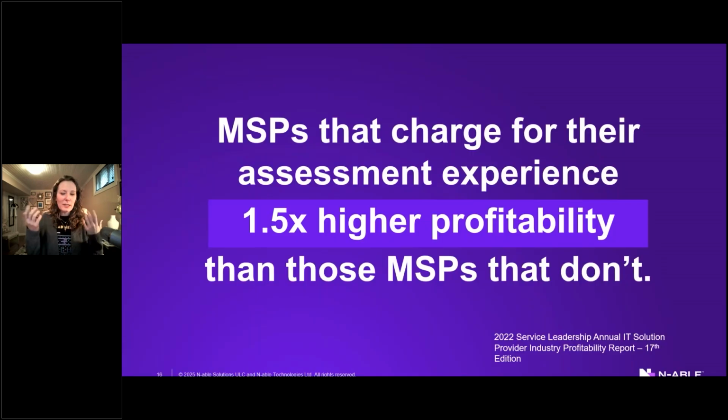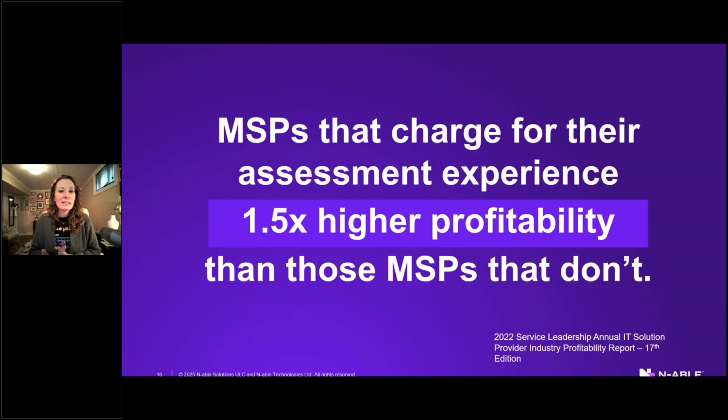And if anybody reads the Service Leadership reports, very enlightening, but not light reading. From the 2022 Service Leadership Report, they found that MSPs that charge for their assessments during that pre-sales process are actually generating 1.5 times higher profitability than those MSPs that don't charge for their assessment.